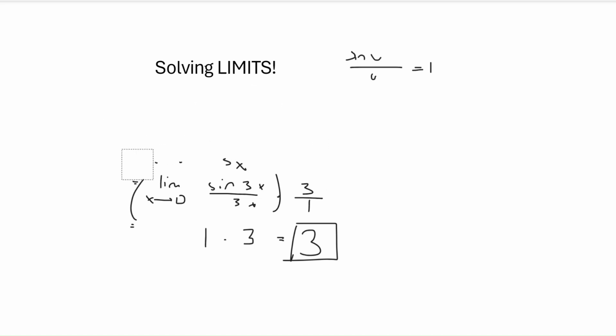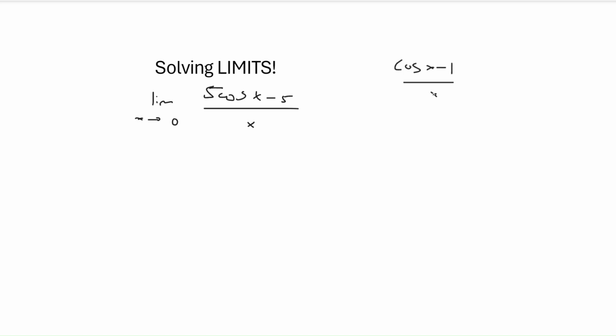Okay, now we're going to try one with the cosine, which tends to be the easier of the two, just because 0 usually will result in the answer being 0. Okay, so if we had the limit as x approaches 0 of 5 cosine of x minus 5 over x, what would we do here? Does this look like this expression at all?